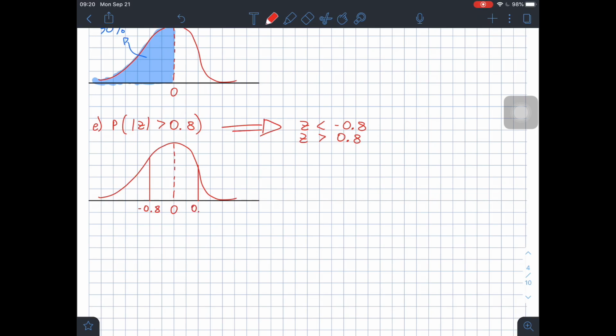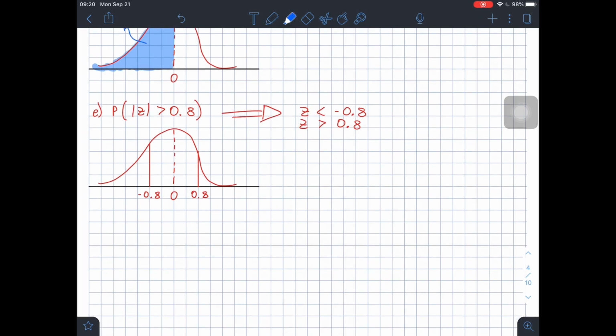Positive 0.8. So what are we looking for? We're looking for the values of C which are less than negative 0.8 and at the same time for the values of C that are greater than 0.8. So if we look at our graph, we're actually looking for this region over here. This is where C is less than negative 0.8. And we're also looking for this region over here, which is a region where the values of C are greater than 0.8, okay? Basically, we are not considering this region over here.